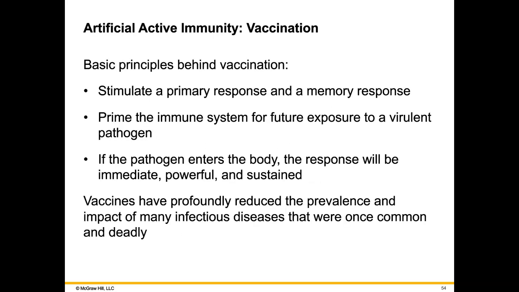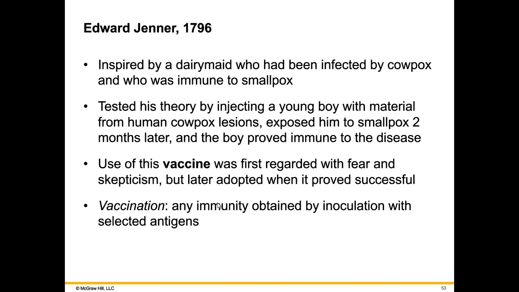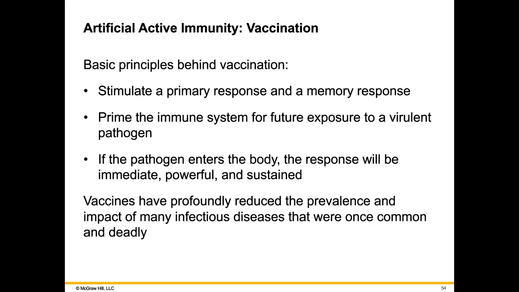All right. But let me back up here, and again, the foundation is that we learned that immunity could be attained with inoculation by selected antigens. But the way they have done that has changed drastically since 1796 or the 5th century China. But this is our brand of acquired immunity that was the artificial active state.